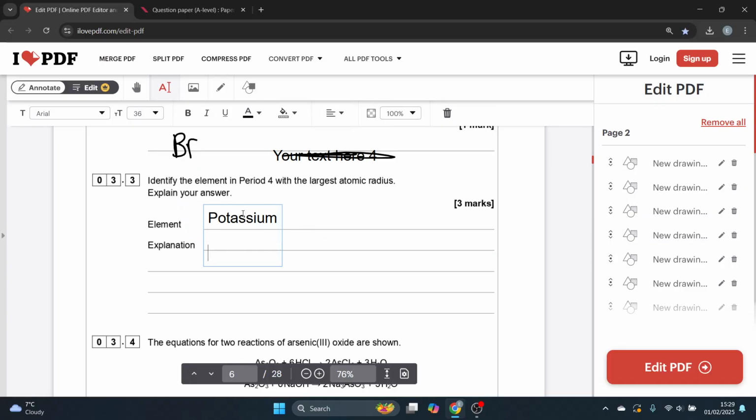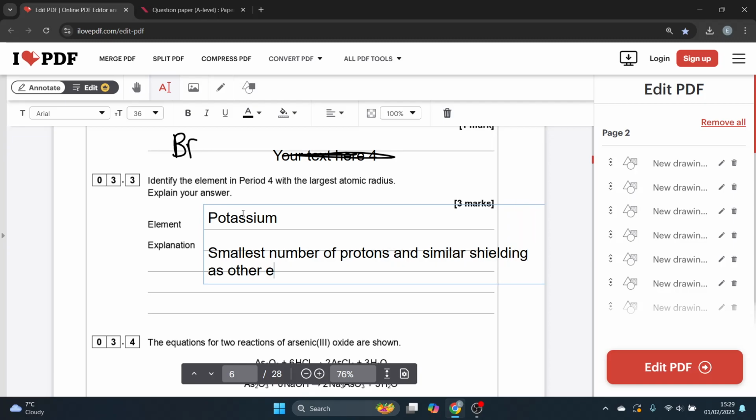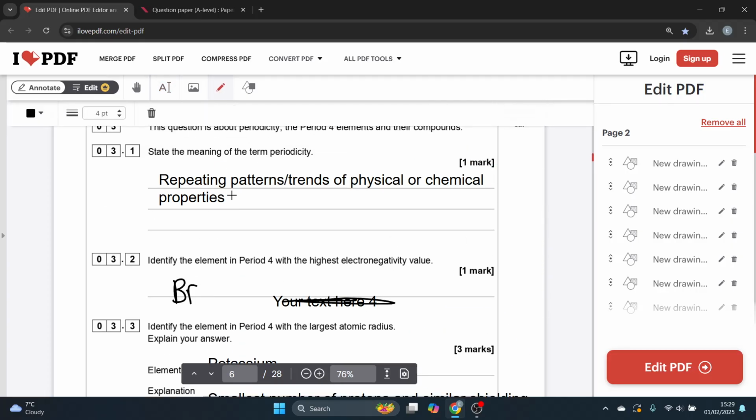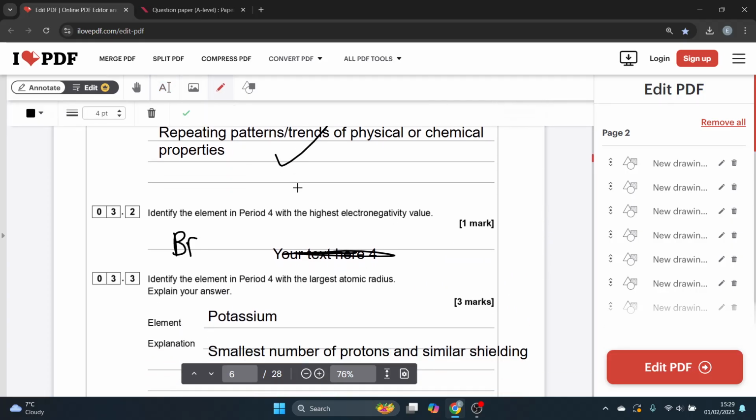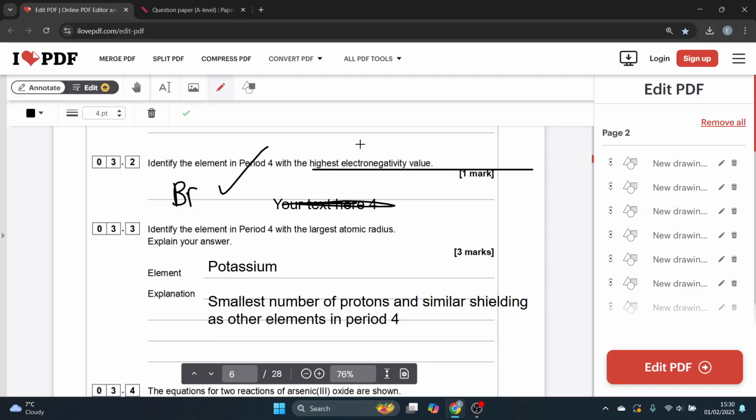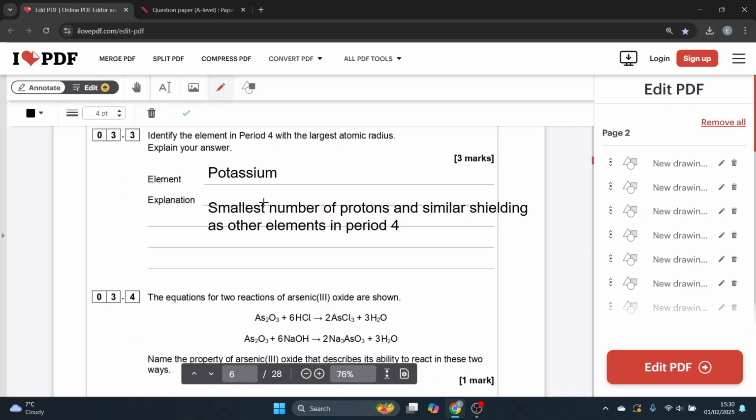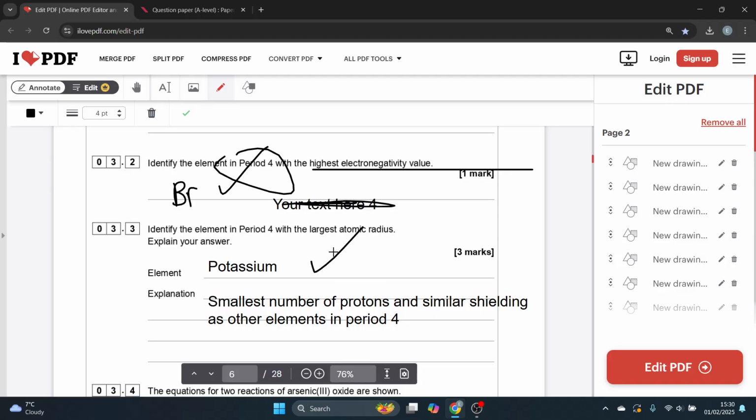Reason being is that it's got the smallest number of protons and similar shielding as other elements in period 4. So it's going to have the largest atomic radius. So repeating patterns slash trends of physical chemical properties: bromine is the highest electronegativity value in period 4. Potassium, largest atomic radius, smallest number of protons, a similar shielding as other elements in period 4.